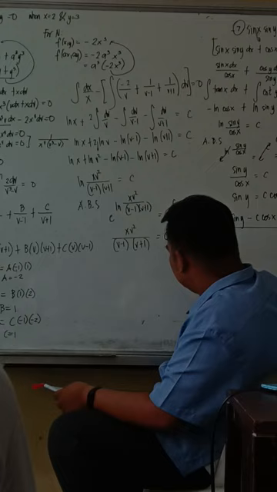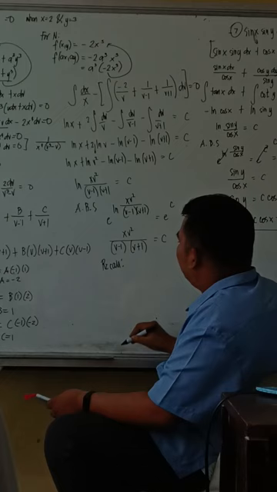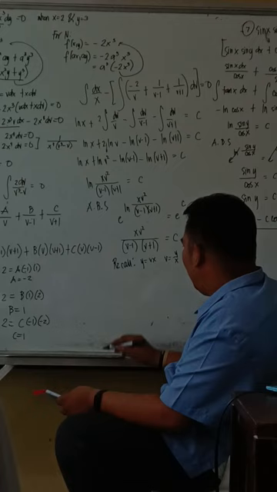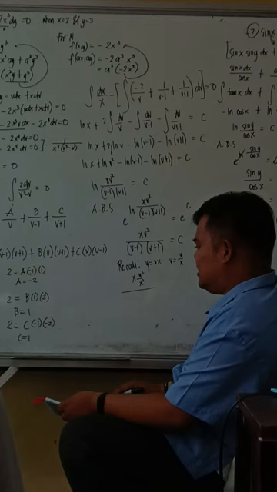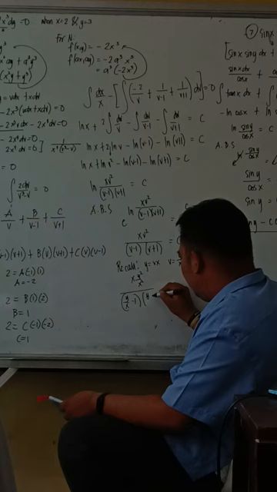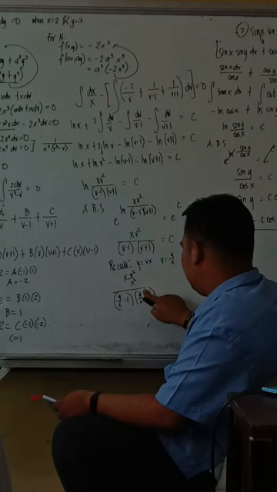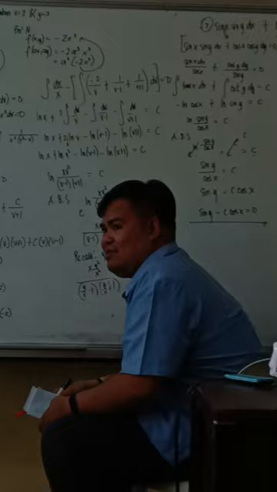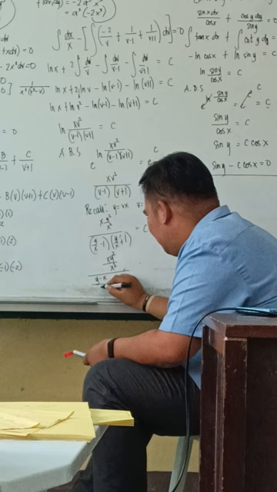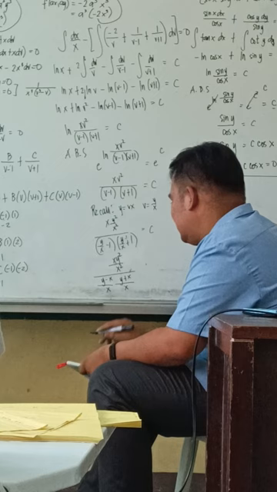Recall that our y is equal to vx. Therefore, v is y over x. So what will happen? You have x times y squared over x squared, all over y over x minus 1 times y over x plus 1, is equal to c.